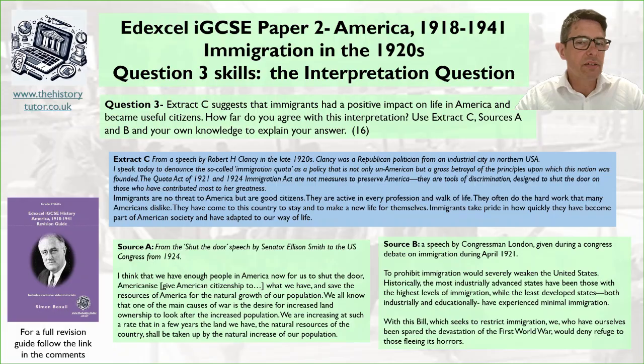Okay, so let's now consider the success criteria for this question, how we should answer the question. So you're given a lot of information. So you've got question 3, and the wording will say the exact same ideas at the start, and it will obviously have a different topic in there. It says: Extract C suggests that immigrants had a positive impact on life in America and became useful citizens. How far do you agree with this interpretation? Use extract C, source A and B, and your own knowledge to explain your answer. It's 16 marks.